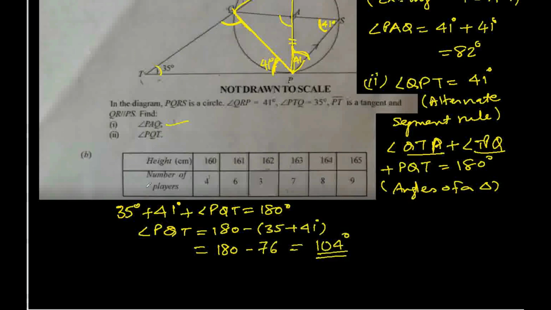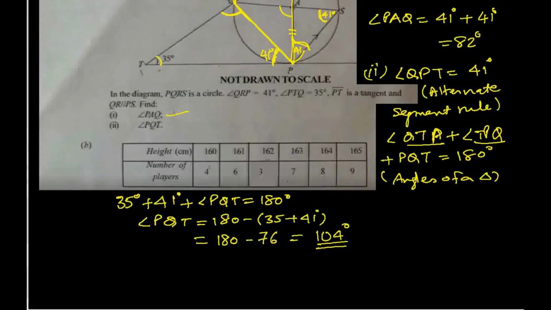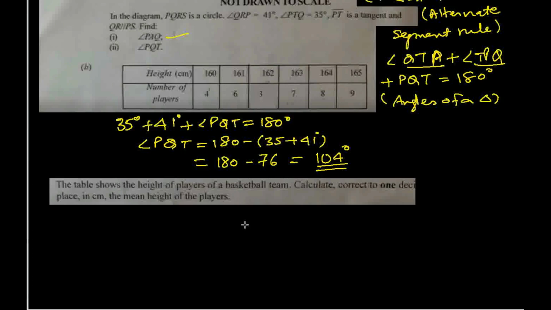Part B. They have given heights of something, number of players, and instructions are not there. Let me copy that and resume the video. Here it is. The table shows the height of players of a basketball team. Calculate correct to one decimal place in centimeters the mean height of the players.